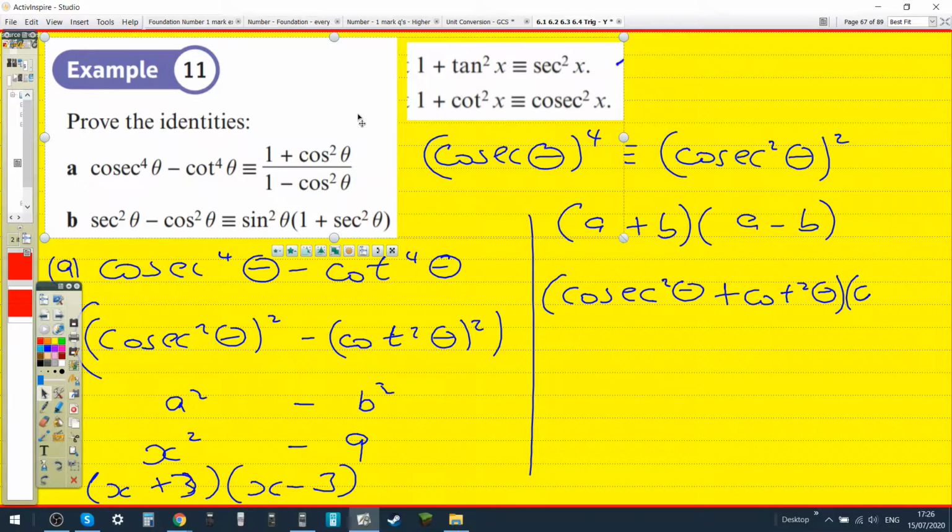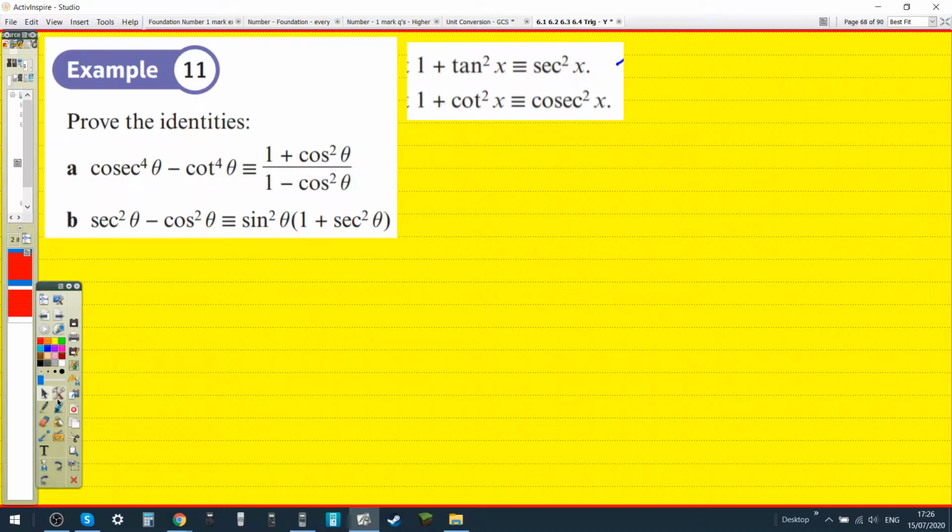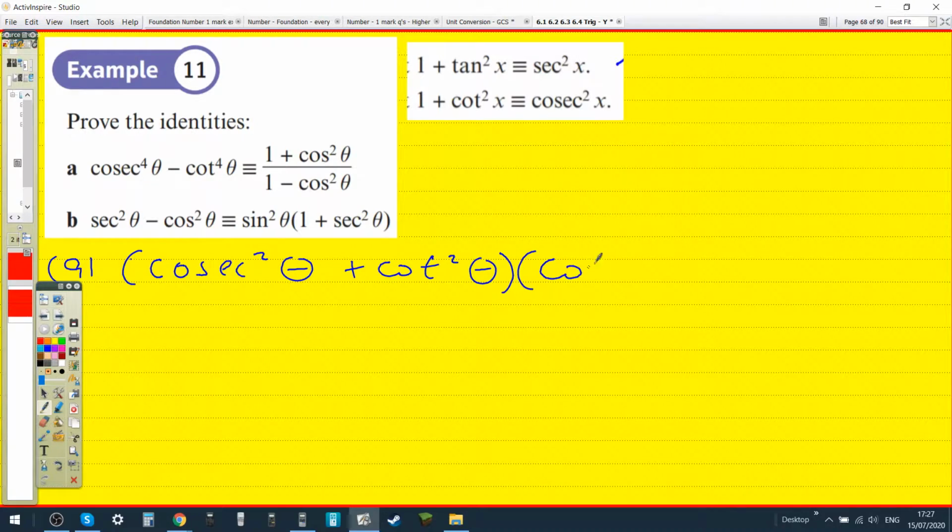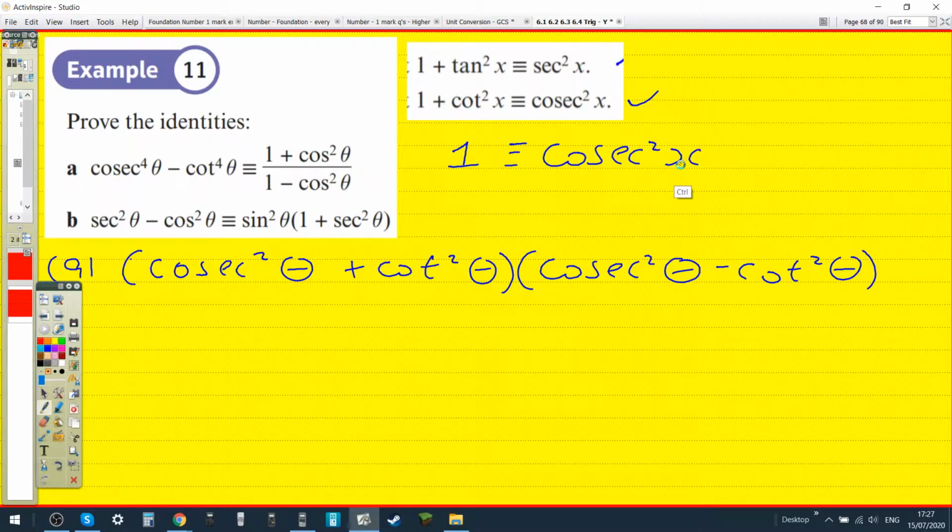I need a new page. Okay. Cosec squared theta plus cot squared theta times cosec squared theta minus cot squared theta. Okay, we have identities up here. Which one are we using? The second one. What can we do with that? Rearrange. So 1 equals cosec squared minus cot squared x. Yeah. So the second bracket can be written as 1. Thank the Lord.